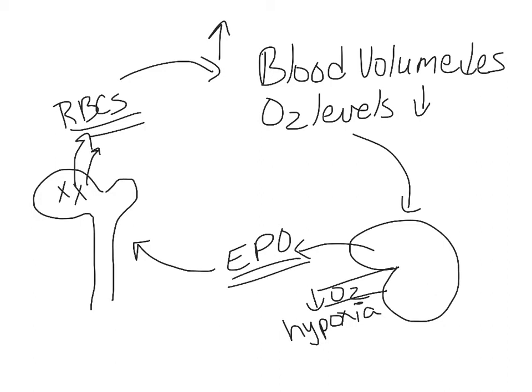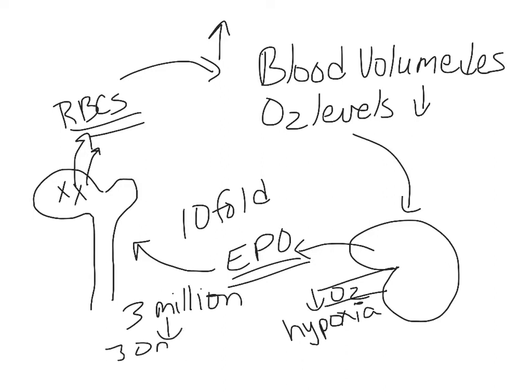EPO, when it is released, actually has a 10-fold effect on the red bone marrow, 10-fold. So normally where we had said that 3 million red blood cells are produced every second, 3 million now goes to 30 million red blood cells per second that are going to be produced if EPO is present.